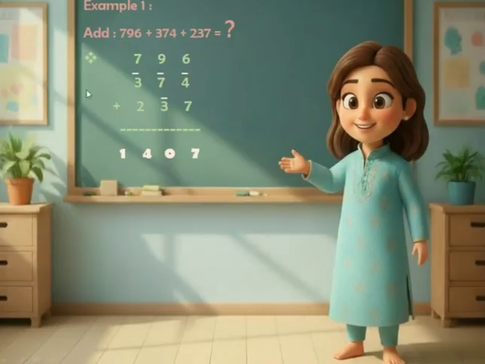Let us consider our first example. We are going to add 796 plus 374 plus 237. What will be the result? Let's see.